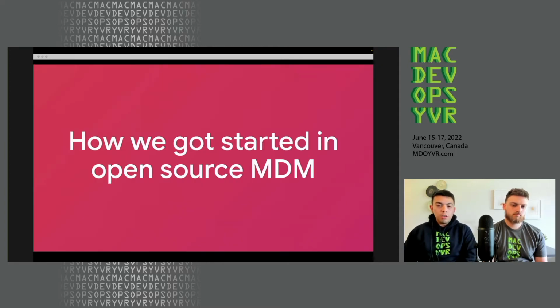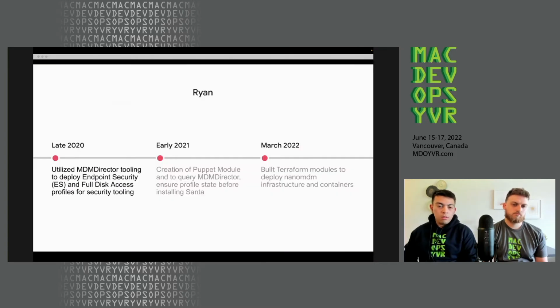Cool. Now I'm going to discuss how we got started within the open source MDM community. So in late 2020, when I first joined Airbnb, I focused a lot on endpoint security and went through a career transition from working with Windows fleets to macOS fleets. This required a large shift in how I had to manage systems at scale using this new thing called MDM, which I really thought was just for mobile phones. But in the Apple ecosystem, this is used for everything.